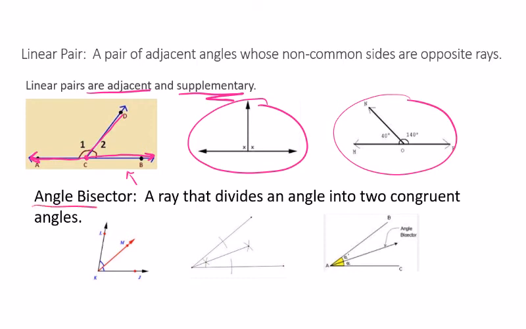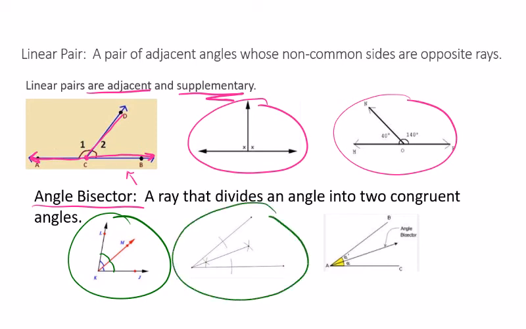Now, an angle bisector. An angle bisector is a ray that divides an angle into two congruent angles. On this first image, we have ray KM that divides angle LKJ into two congruent angles. This is a construction. We might have some time later in the semester to explore construction. This angle bisector is actually constructed using a compass and a straight edge.